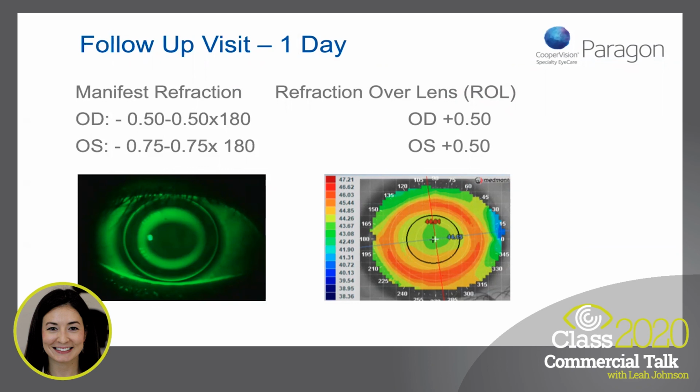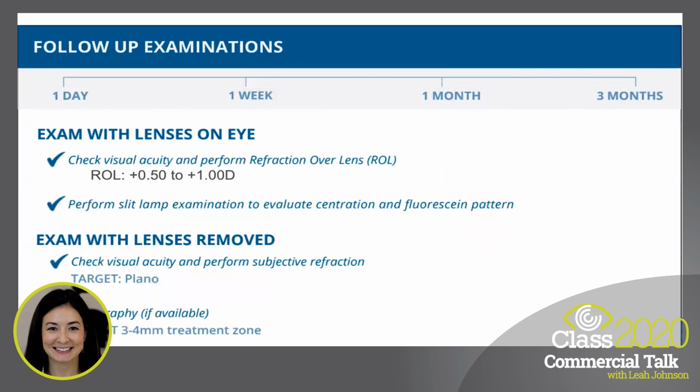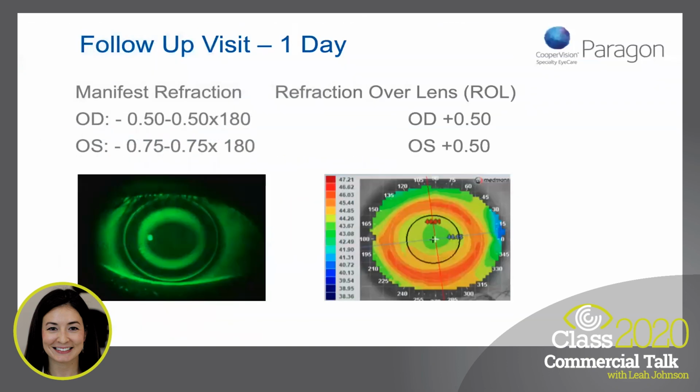Below is a picture of her left eye's post-topography treatment map. And we notice that we have a nice centered bullseye pattern for this patient. So on day 1, even though her manifest refraction sphere, when we examine her with lenses removed and check that visual acuity, even though she's not plano, that's okay because this is her 1-day treatment. We tell her to continue with lens wear and we'll see her back in 1 week.